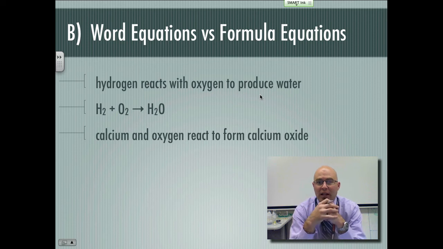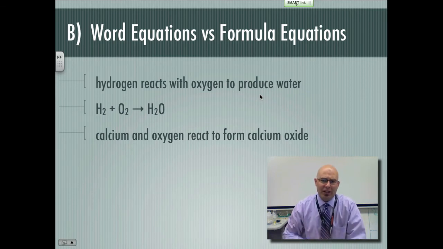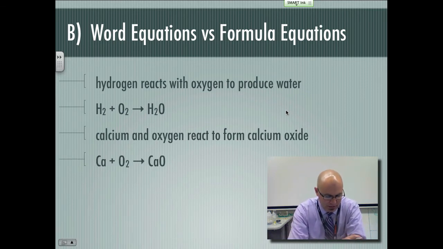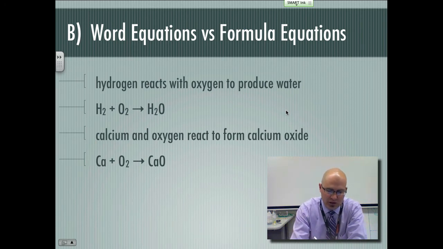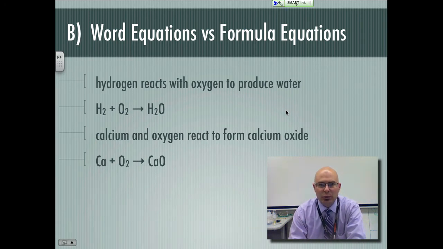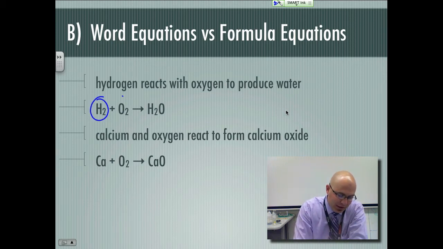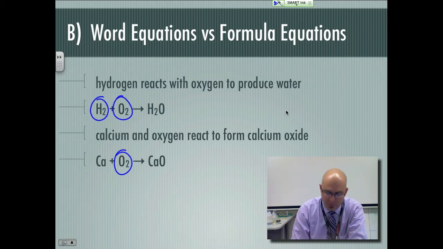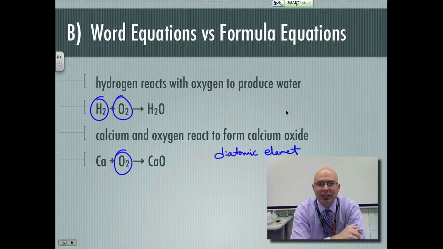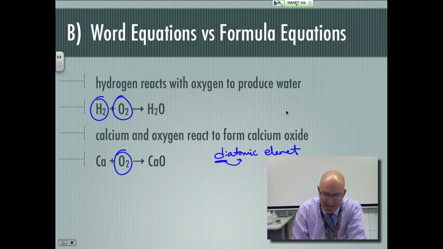Here's another example of a word equation. Calcium and oxygen react to form calcium oxide. Notice it's written a little bit differently than the top one. Now what's important that you realize is two things, and I chose these two examples to remind you of this. First, hydrogen and oxygen are what's called a diatomic element. And diatomic means two atoms.